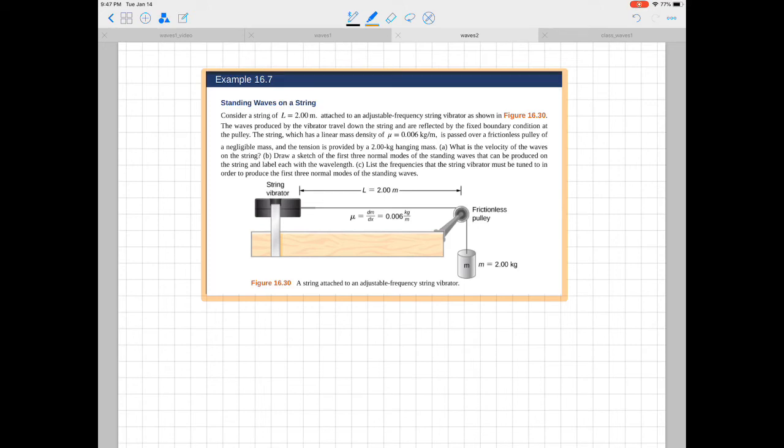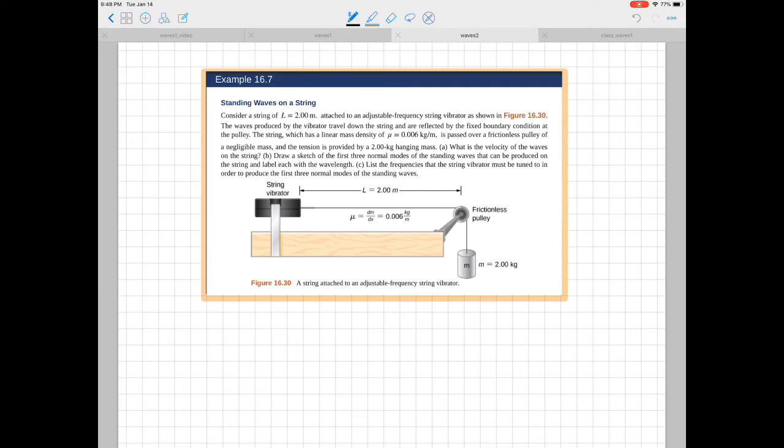We've got a string attached to a hanging mass over a frictionless massless pulley, and we're given the hanging mass value of 2 kilograms. We're given the linear mass density of the string, and we're given the length of the string. All right, so pause the video here and work out the problem on your own, and then come back and we'll work it out together.